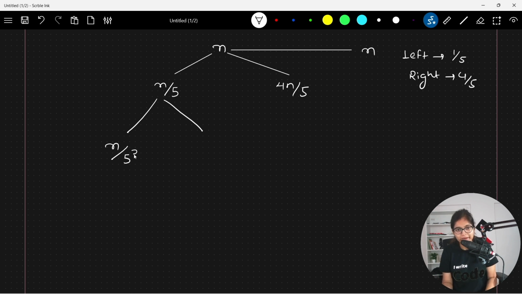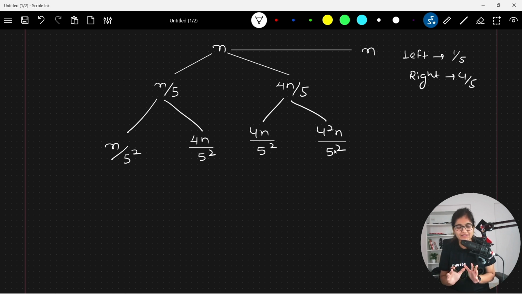So again, it will be n by 5 square, or it will be 4n by 5 square. Similarly, here also, on the left side, it will become 4n by 5 square, and on the right side, it will be 4 square n by 5 square. I hope that I am making sense.